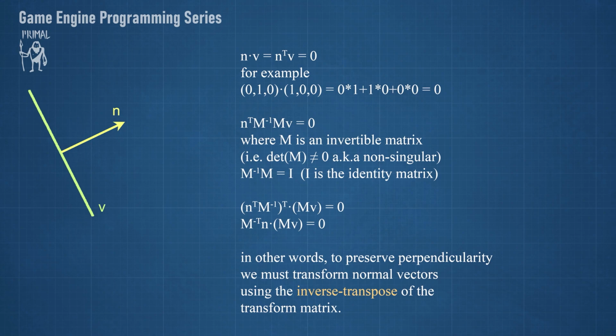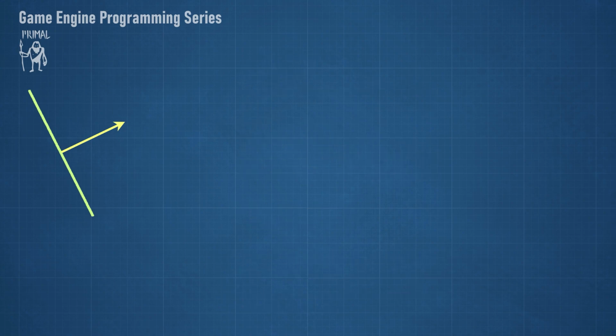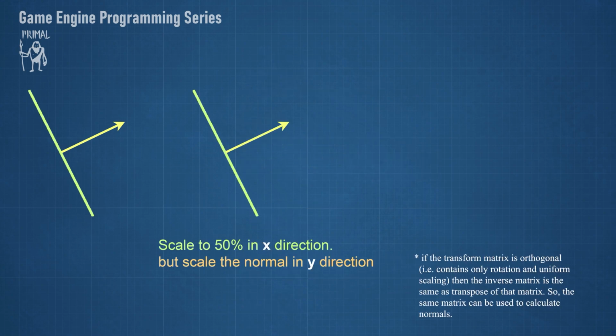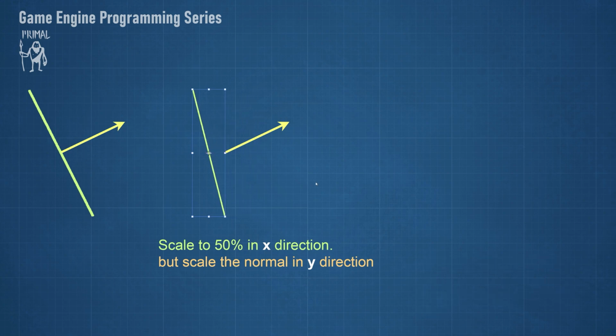It turns out that we need to transform normal vectors using the inverse transpose of the transform matrix in order to keep it normal to the surface. In this example, after scaling the surface in the x direction, we need to apply the scaling to the normal vector in the y direction. Also remember that this transformation doesn't necessarily result in a unit vector, so we need to normalize the normal vectors afterwards.